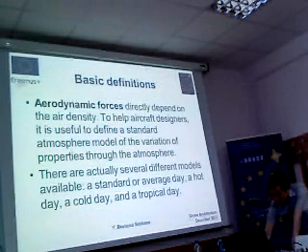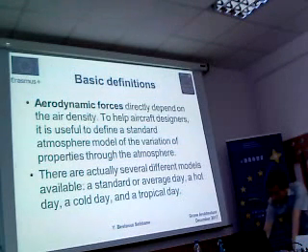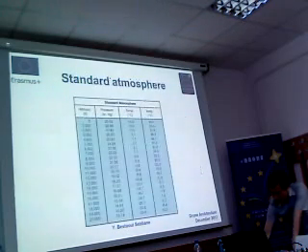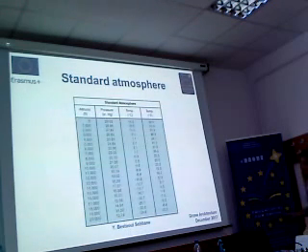So okay, we have some conditions: today we have an average day, a hot day, a cold day, and a tropical day. And we can see in this table the pressure and the temperature in Celsius and in F. It depends on the altitude. You can see the pressure is decreased and the temperature is decreased also. This is at 20,000 feet.